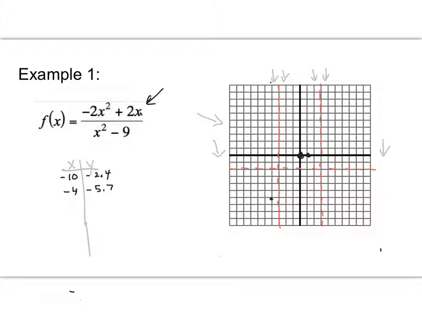So you can see that my function is going to do this, because this is going to approach the horizontal asymptote on this side, and on this side it's going to either go to positive or negative infinity. But this is less than negative 10, so it's going to go to negative infinity. And if you're not sure, plug in negative 3.1 and see what that value is. It should be more negative than negative 5.7.